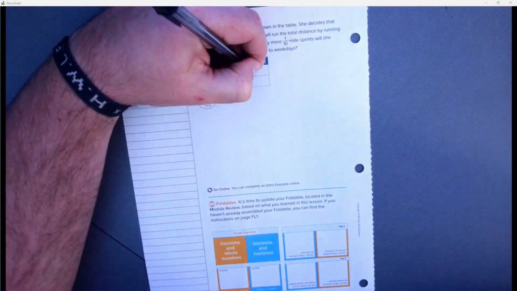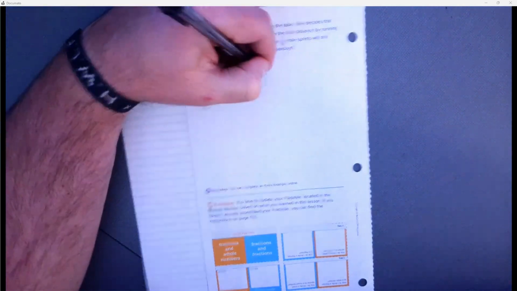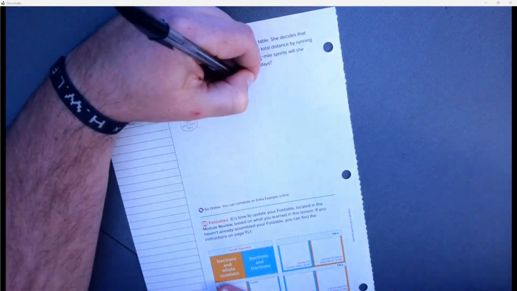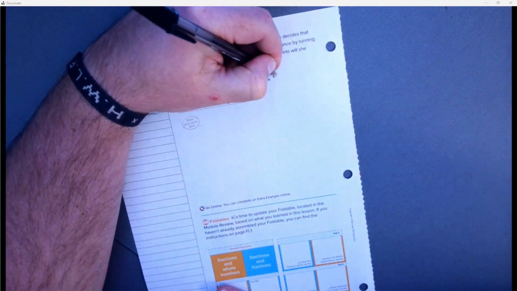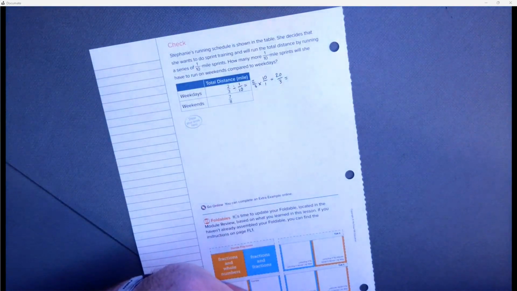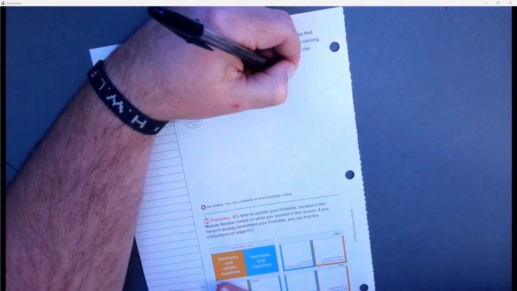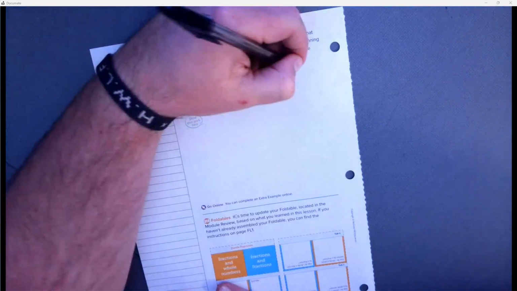So weekdays, she's going to run 2/3 of a mile. We know we're going to divide that by 1/10 mile sprints. And we're going to do keep, change, flip. So keep our 2/3. Change to multiplication and flip to 10 over 1. 2 times 10 is 20. And 3 times 1 is 3. 20 divided by 3. 3 can go into 20 6 times. 6 times 3 is 18. That's going to leave me with 2 left over out of my 3. Keeping my denominator.